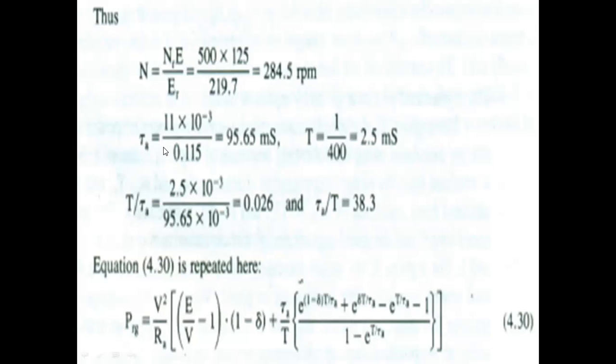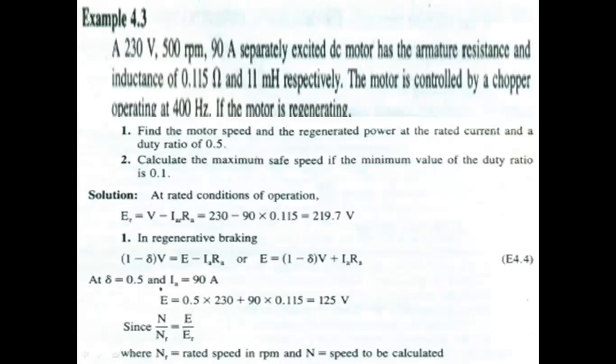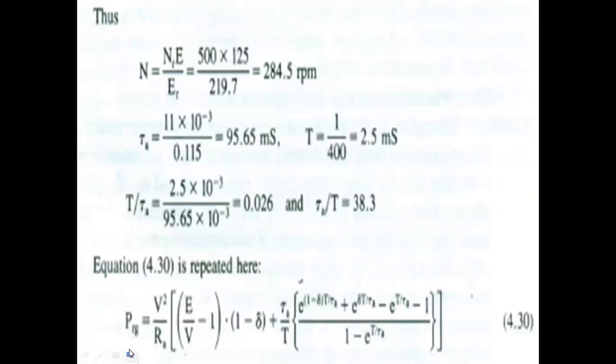Now, tau A. L is given as 11 millihenries, that is 11 into 10 power minus 3. Tau A is equal to LA by RA. So that is equal to 11 into 10 power minus 3 divided by 0.115, and we get the answer in milliseconds. So tau A is equal to 95.65 milliseconds.